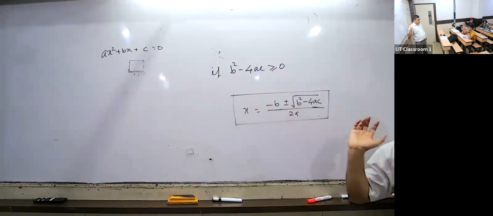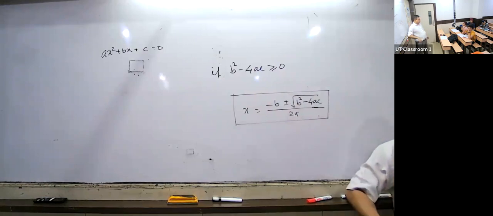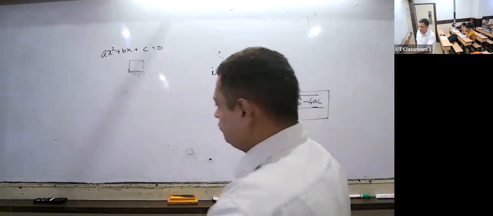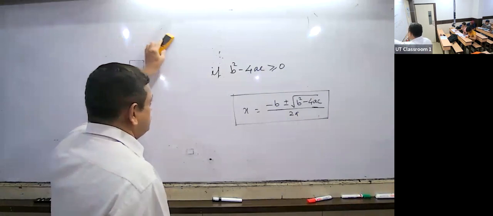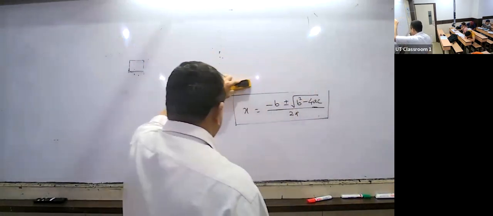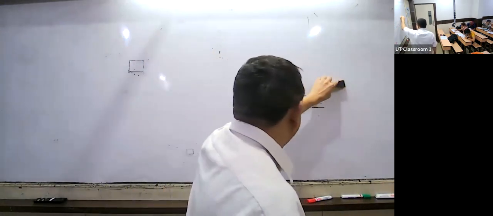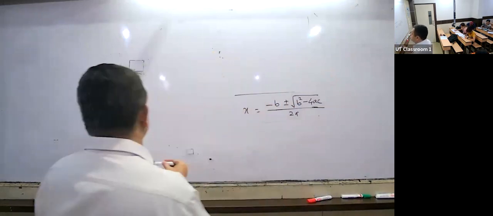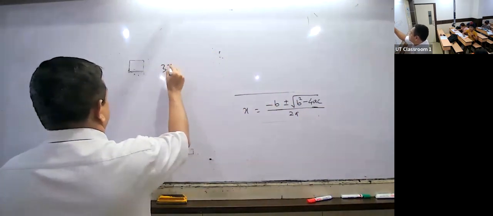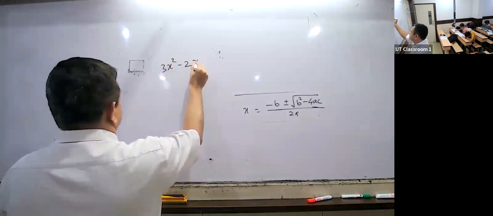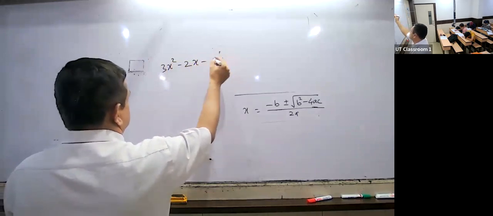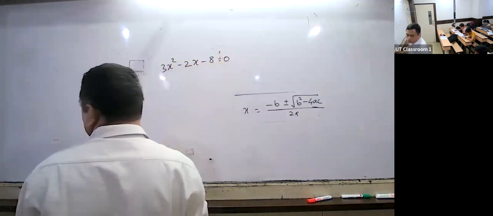So the formula all of you have learned. Next class, I will ask you the formula. Okay, let's solve one question by the quadratic formula. Ready? I will give you a question: 3x² − 2x − 8 = 0.